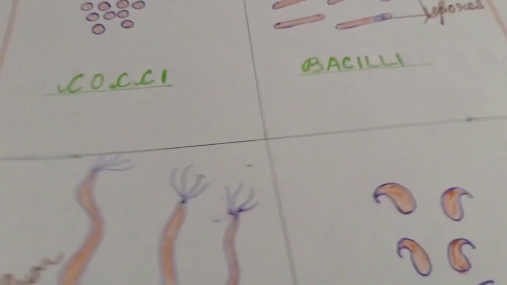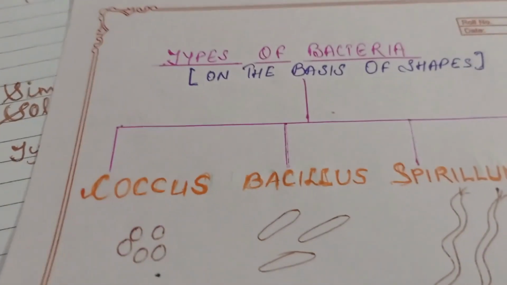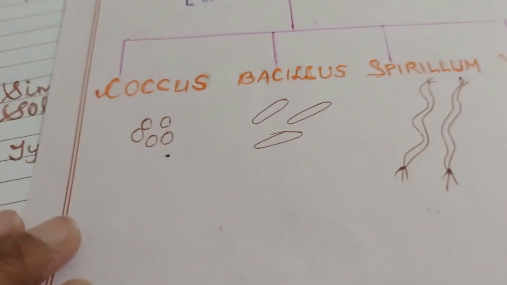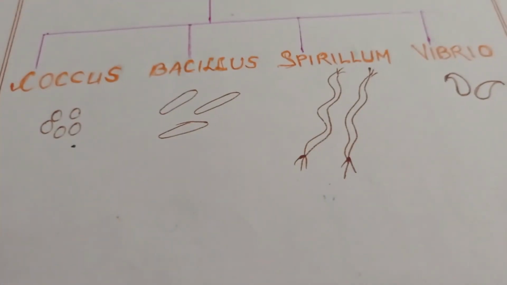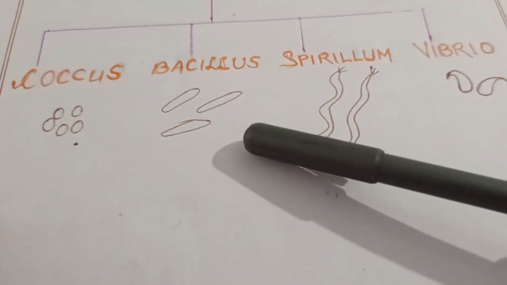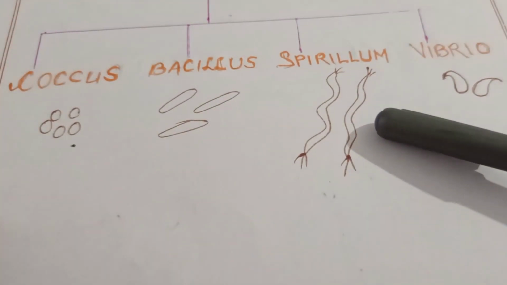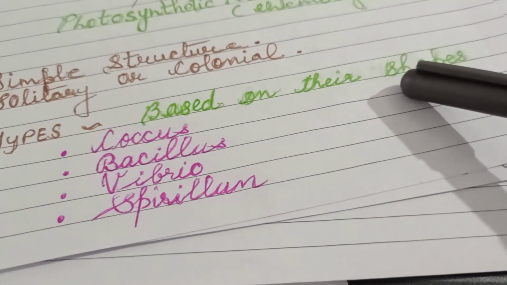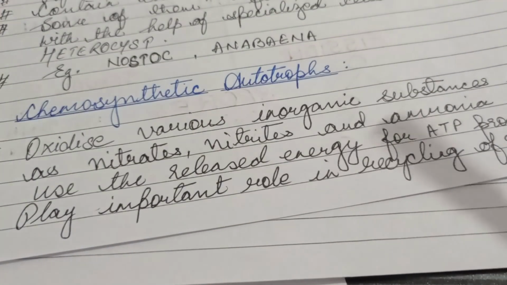See their shapes. So what is the classification of the bacteria on the basis of their shape? We have four types of bacteria. What are they? Coccus, round shaped, bacillus, rod shaped, spirillum, spiral shaped and vibrio, comma shaped. Okay. So these are bacteria types.